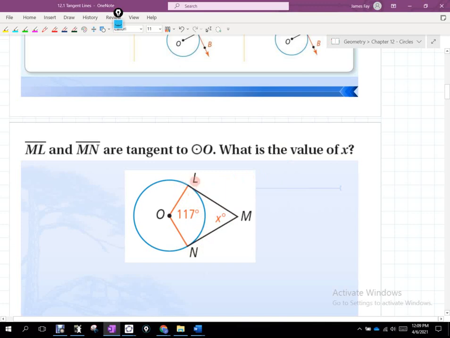So what kind of angle would be here at L? Be a right angle, wouldn't it? That's a radius, and that's a tangent. They meet at a right angle. What kind of angle is going to be here at N? Right angle again, right?